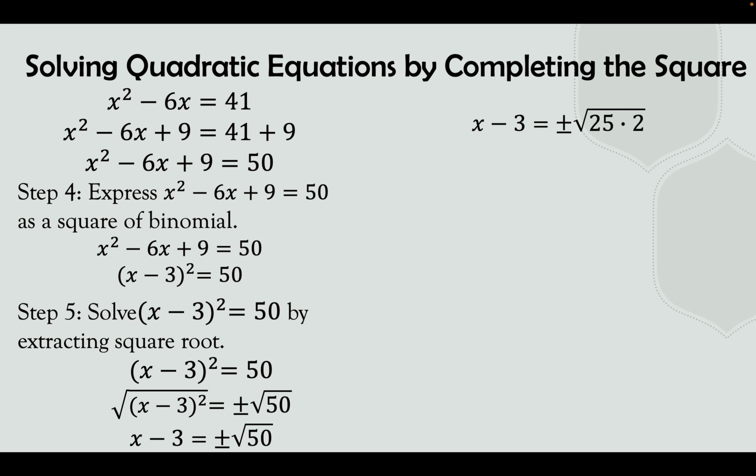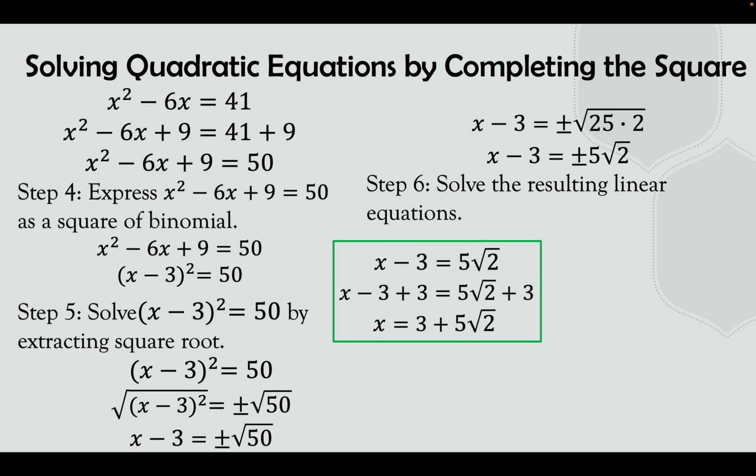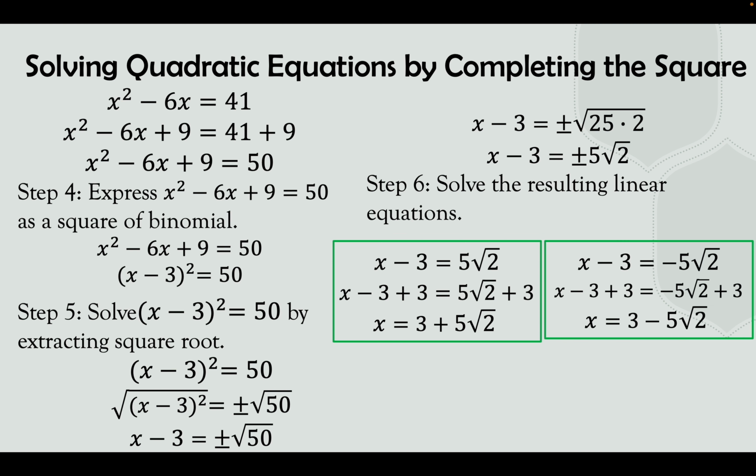So we have x minus 3 equals positive and negative square root of 25 times 2, since we can factor 50 as 25 and 2, and 25 is a perfect square. So we have x minus 3 equals positive and negative 5 square root of 2. Now solve the resulting linear equations. For our x sub 1, we have x minus 3 equals 5 square root of 2. We need to isolate x, so we add 3 to both sides. So x equals 3 plus 5 square root of 2. Next, we have x minus 3 equals negative 5 square root of 2. Add 3 to both sides, so x equals 3 minus 5 square root of 2.